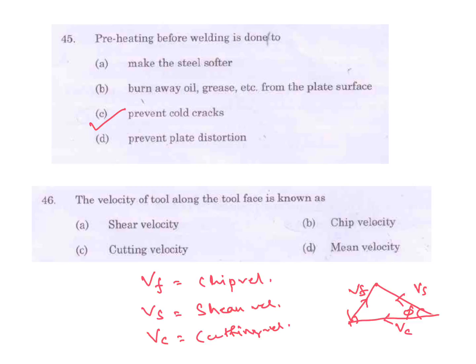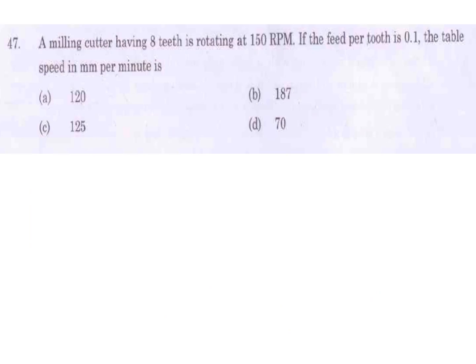In this question, velocity of tool along tool face. It should be chip. Printing mistake. Velocity of chip along the tool face is known as chip velocity. In ISRO, so many times you will get printing mistakes.